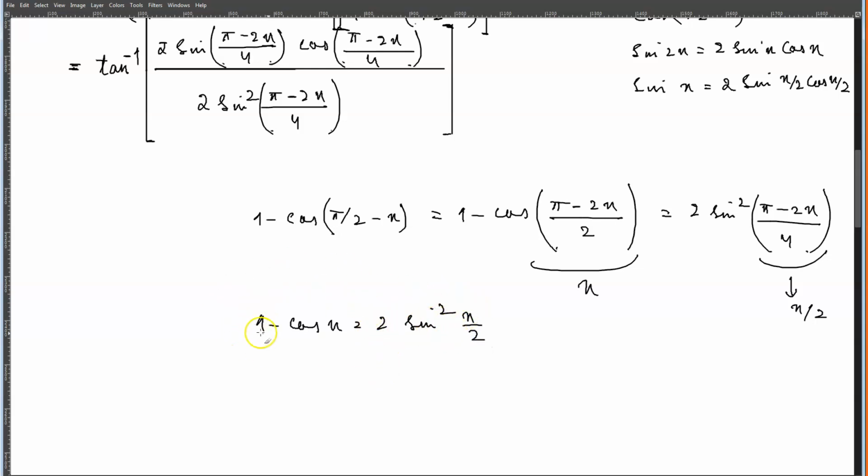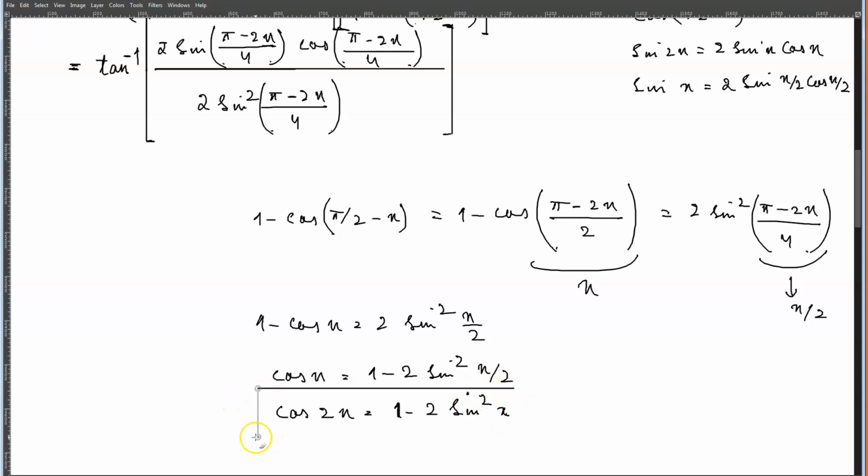So you might remember the formula cos of 2x. Let me rearrange this formula so that you can see it. Take cos to the other side, so cos x is equal to 1 minus 2 times sine squared x divided by 2. If I multiply this angle by 2, I will get cos of 2x is equal to 1 minus 2 times sine squared x, right? So that is basically the formula for cos of 2x.